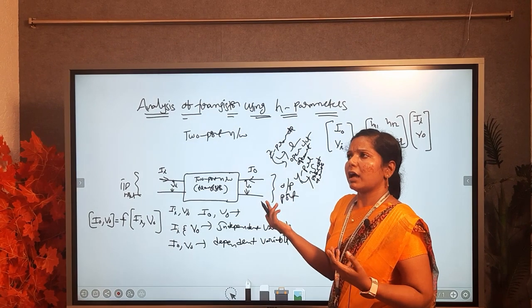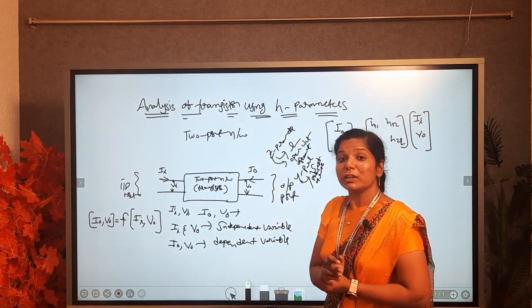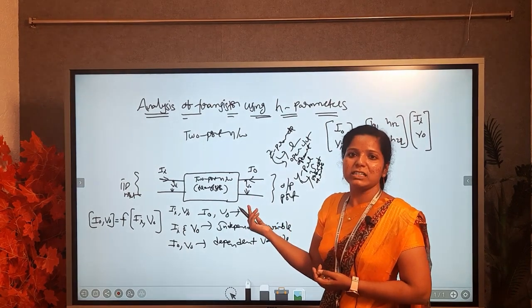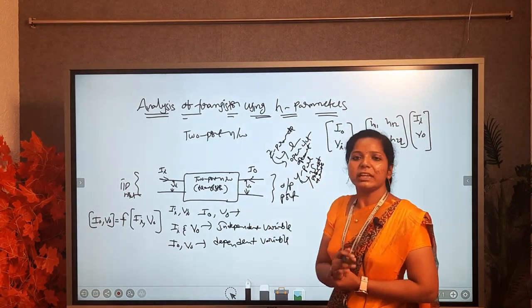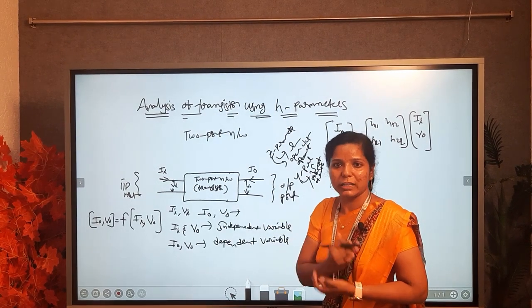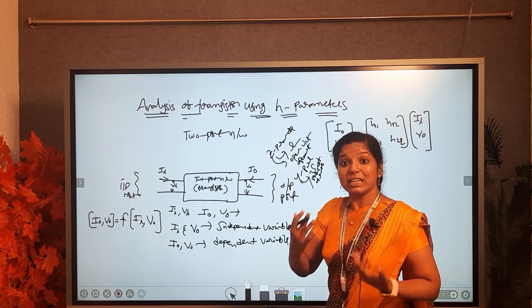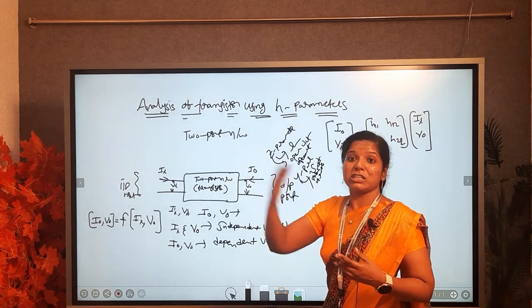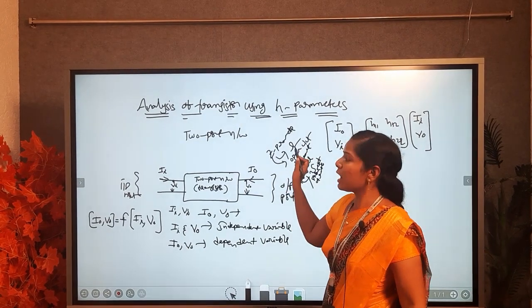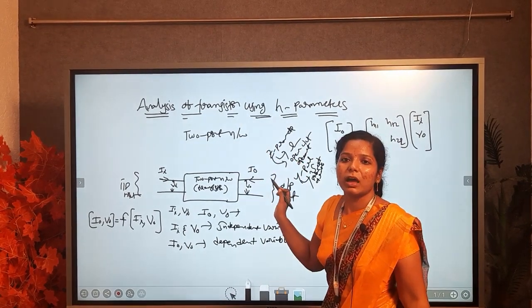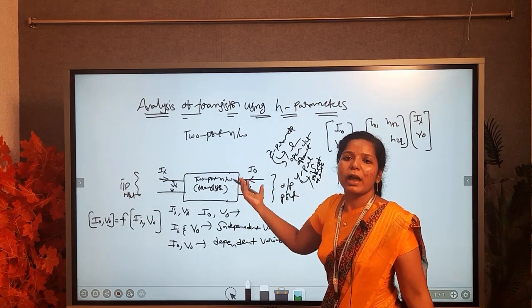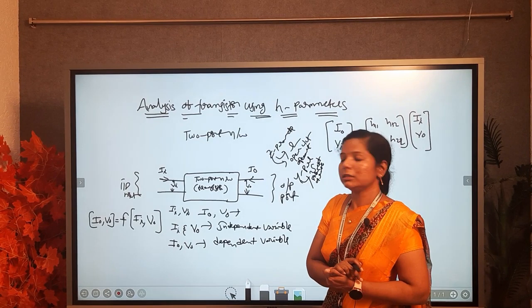What are the other advantages of H parameters? They are real numbers at audio frequencies. They are easy to measure, convertible from one configuration to another, and easily available from manufacturer supplies. That's why we use the H parameters for analyzing the transistor. They have more advantages compared to the Z, Y and ABCD parameters.